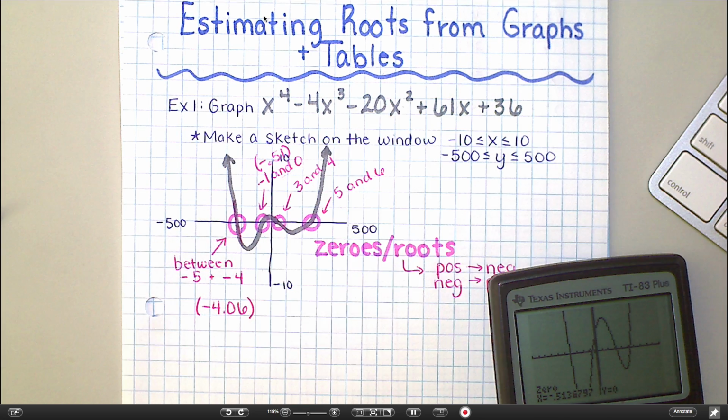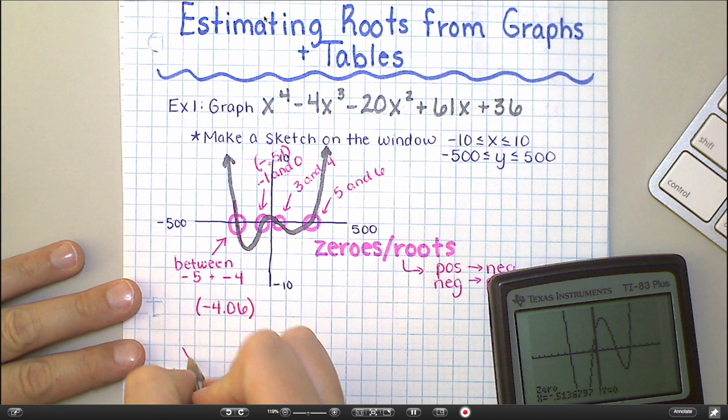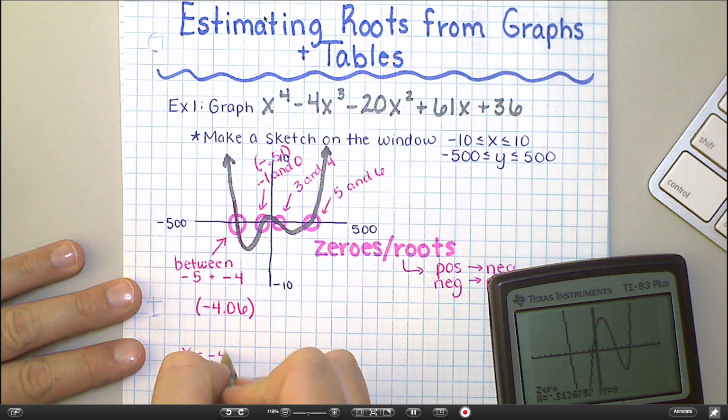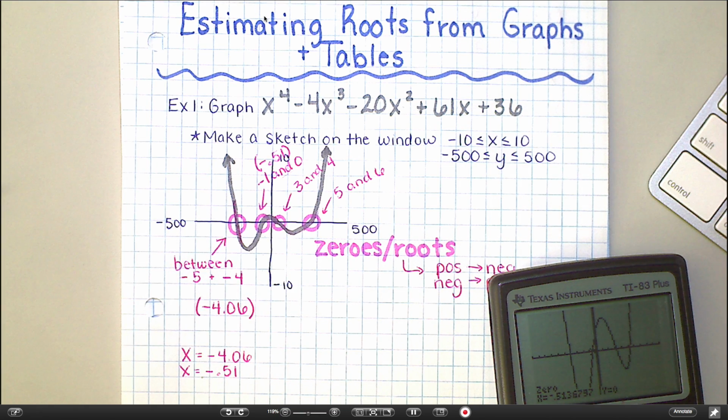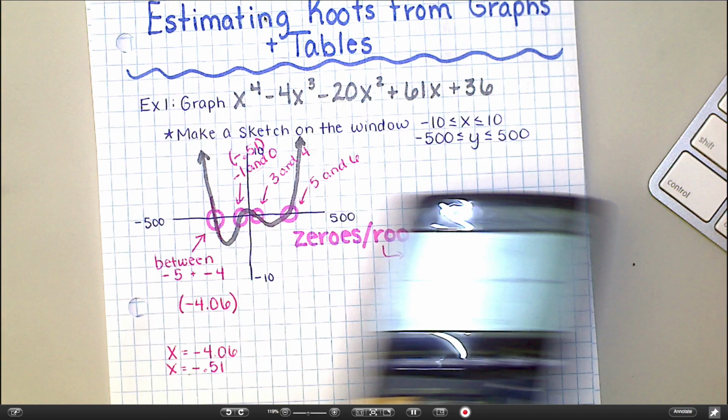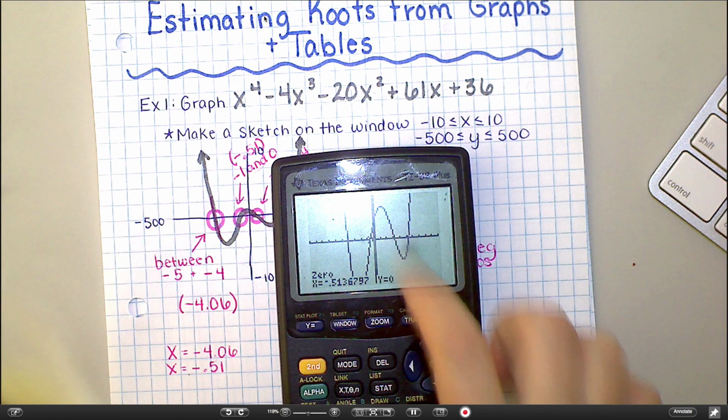Okay? So by the way, what we're saying here is that the x-intercepts are at -4.06 and at -0.51. So these are values for x, okay, where the graph crosses the axis. Let's find this one that's between the 3 and the 4.